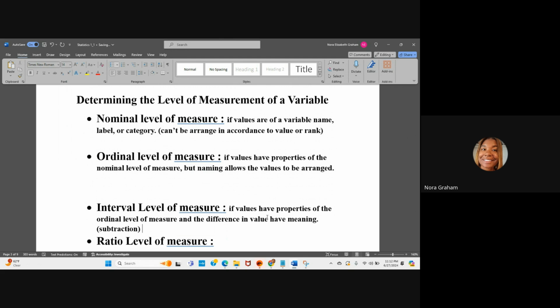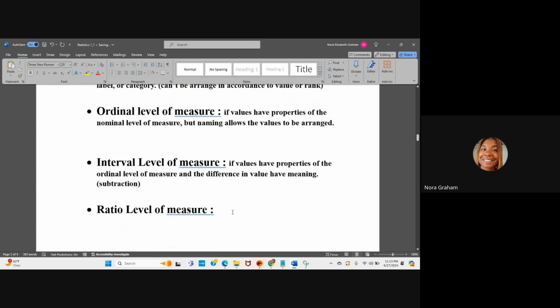So these are going to be numerical ones. Once you get into the interval level of measure, you're dealing with numbers, right? So an example of an interval level of measure could be like a range of people's heights. You can add to the height. You can subtract from somebody's height, okay? Now let's do this last one, ratio level of measure.